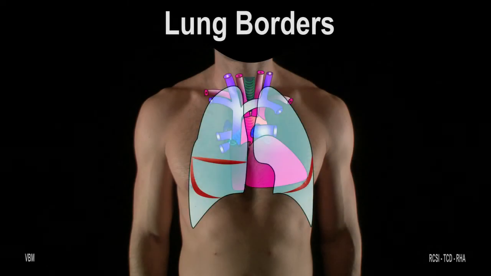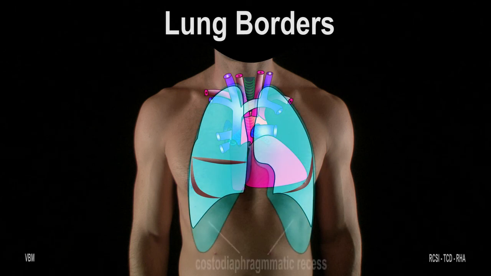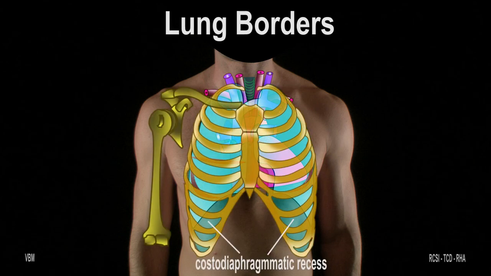The lower borders of the lung run 2 rib levels higher than the parietal pleura. This leaves the right and the left costodiaphragmatic recesses, empty gutters between the costal parietal pleura and the diaphragmatic parietal pleura, into which the lower edge of the lung can advance with deep inspiration.